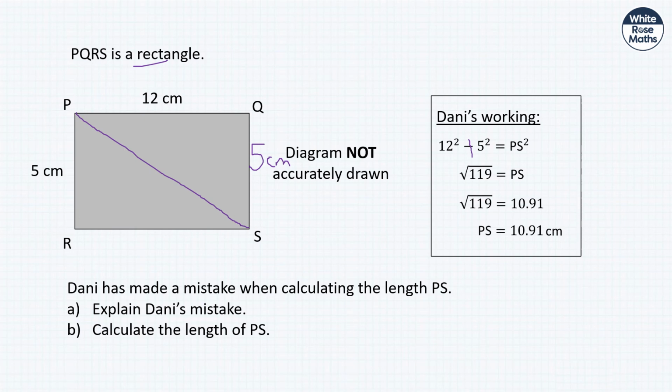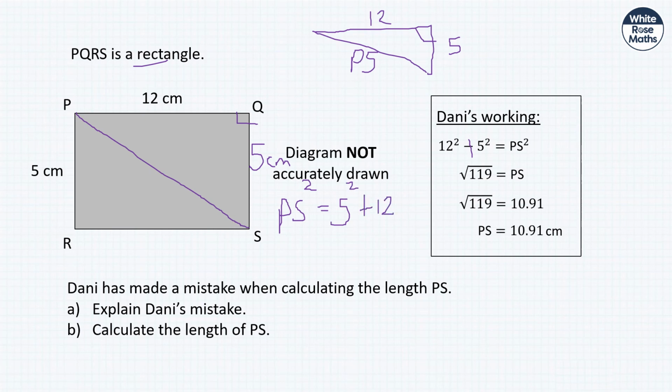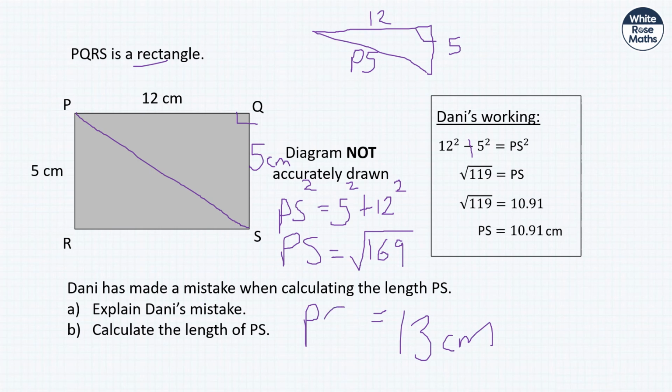So it should be 12 squared plus 5 squared, so PS should be 13, not 10.91. If you think of it as a triangle, the right angle goes there, we've got 12 and 5, and this is what we call PS. So PS squared is equal to 5 squared plus 12 squared. If we simplify and rearrange, PS is equal to the square root of 25 plus 144, so the square root of 169, which is equal to 13 centimeters. So PS is equal to 13 centimeters, guys.